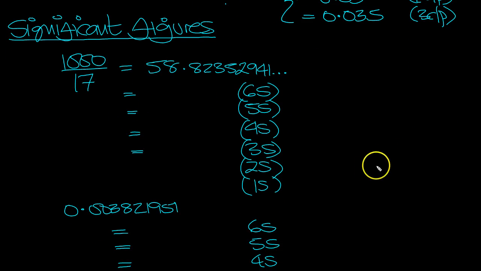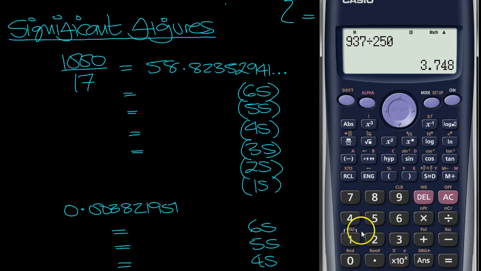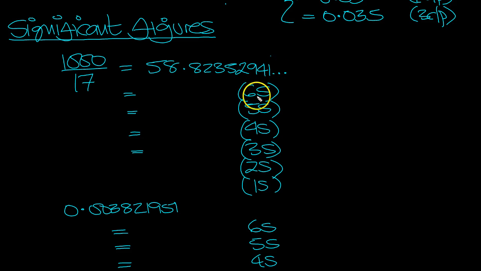Sig figs then. Right, so let's have a look at this. This is 1000 over 17 in the calculator, probably. 1000 over 17. And we'll look at significant figures now. 58.82352941, yeah. And that's to 8dp. Now 6 significant figures. Basically, with significant figures, you don't count the decimal place, you count from the first non-zero digit, which happens from the left.